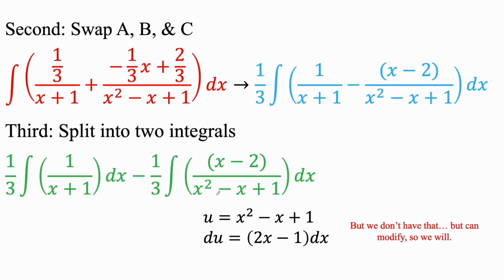From here, I'm going to pick this piece right here. I'm going to use u substitution. So if u is equal to x squared minus x plus 1, then our du would be 2x minus 1 dx.